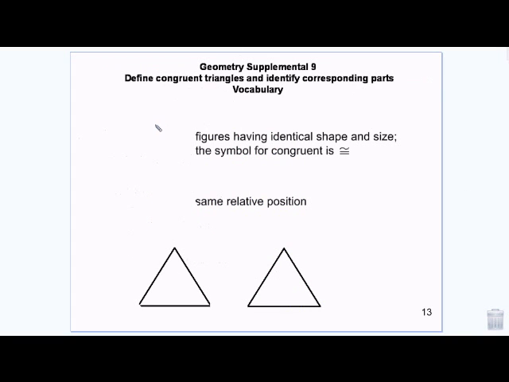All right, so we have some definitions. We have the word congruent, and congruent figures are figures that have identical shape and size. And the symbol for congruent is basically a squiggle with an equal. So you just draw a squiggle and then an equal. Then we have corresponding. And corresponding means things in the same relative position. So if you look at these two triangles, they're the same size and shape. So these two triangles are congruent.